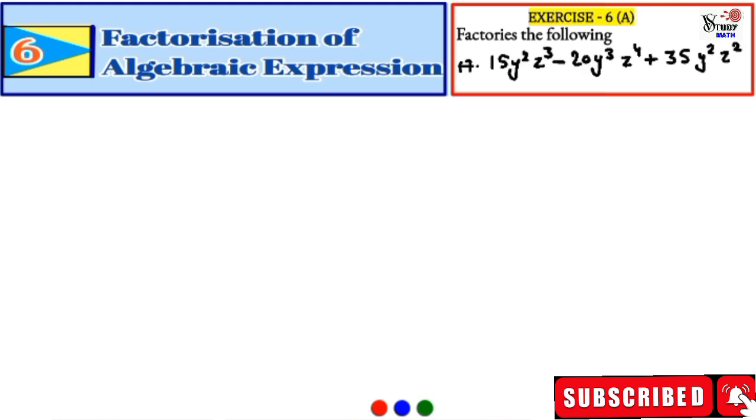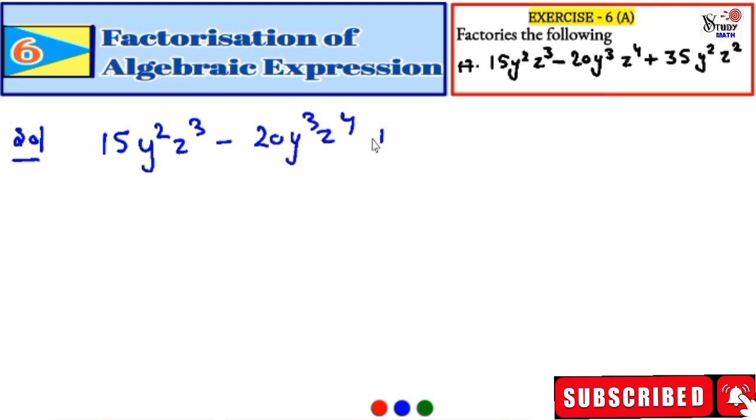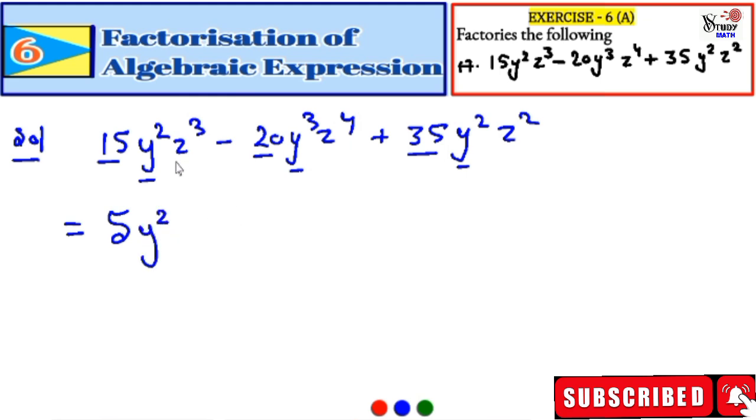Now move to problem number 17. The problem number 17 is given here. 15 y square z to the power 3 negative 20 y to the power 3 z to the power 4 plus 35 y to the power 2 z to the power 2. So now from 15, 20 and 35 we take 5 as common. Y square, y to the power 3 and y to the power 2, so y square is taken as common. Z to the power 3, z to the power 4 and z to the power 2, the smallest power, z to the power 2, is taken as common.